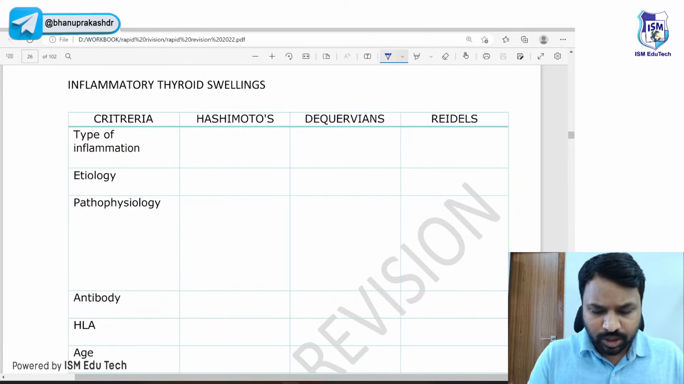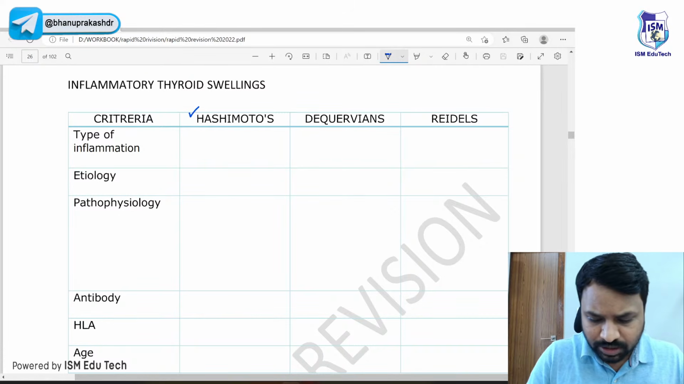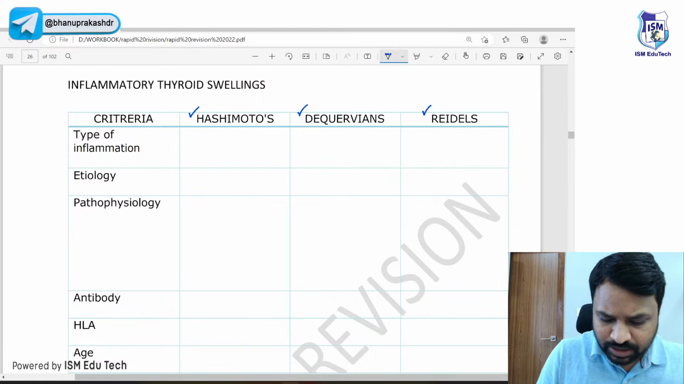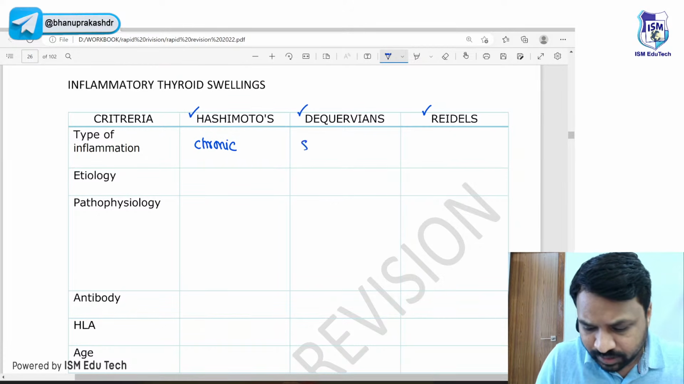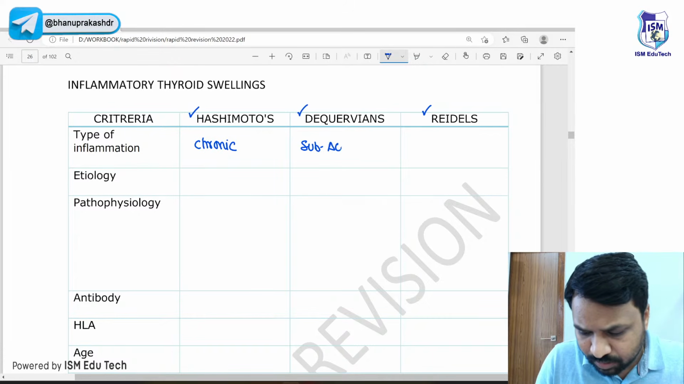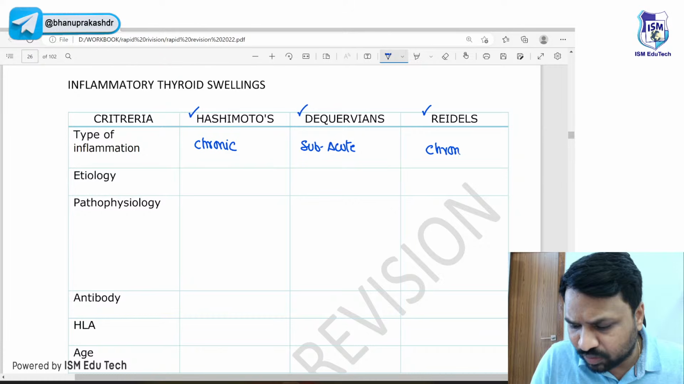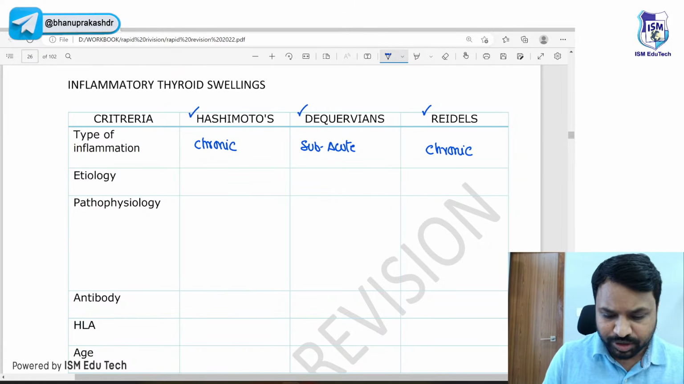In inflammatory thyroid swellings, we have three important swellings. We have Hashimoto's, de Quervain's, and Riedel's thyroiditis. Type of inflammation: Hashimoto's is an example of chronic inflammation. De Quervain's is an example of subacute inflammation. Riedel's is an example of chronic inflammation.